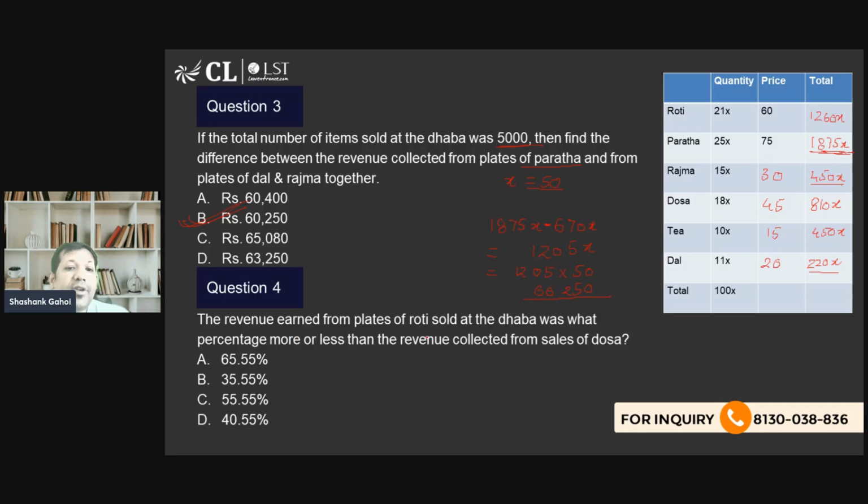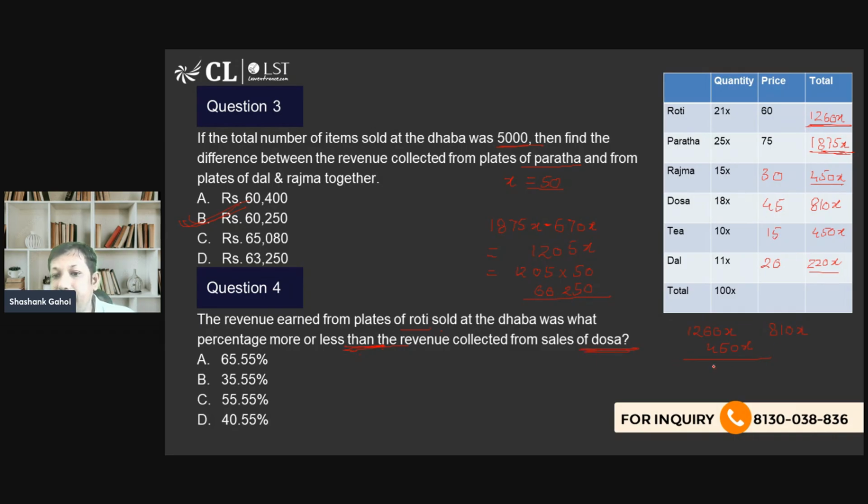What does it say? Revenue earned from plates of roti sold was what percent more or less than the revenue collected from the sales of dosa? Okay. So revenue collected from roti is 1260x. Revenue collected from dosa is 810x. What is the difference? I can say the difference is 450x. Okay. So basically, it says what percent more or less, so we take dosa as the base.